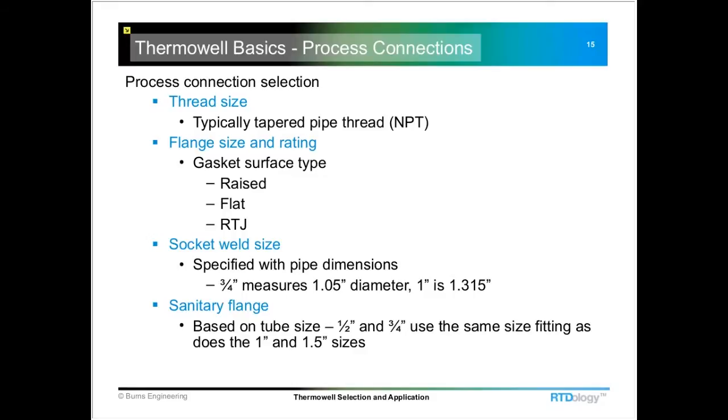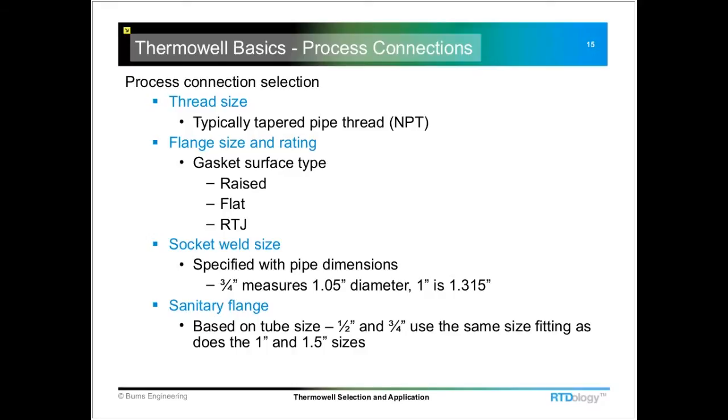But all these different size connections are available with Thermowells, and they can be specified for any of the 3 style stem Thermowell types. The socket welds are specified with pipe dimensions, so if you specify a 3/4 inch socket weld, the piece that welds into the socket on your piping actually measures 1.05 inch diameter, and that's the case for all the different pipe sizes. Like 1 inch would measure 1.315.